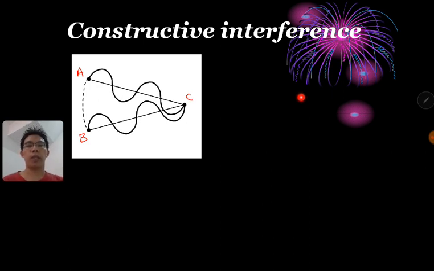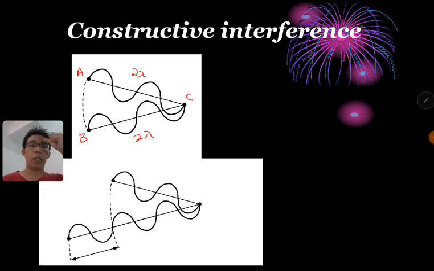Okay, so we can see that AC, it took 2 wavelengths to reach C, and BC also is 2 wavelengths. Okay, means that the difference is 2 wavelength minus 2 wavelength, that's 0.